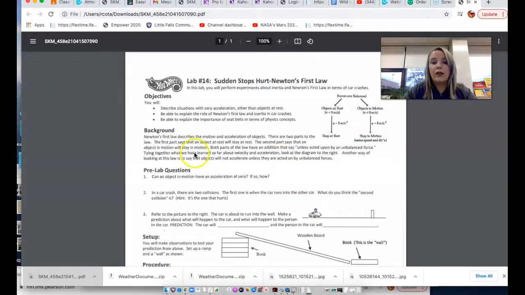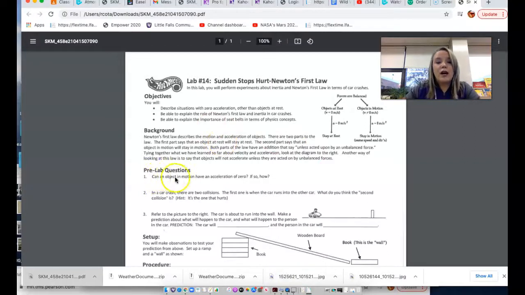Another way of looking at this law is to say that objects won't accelerate unless they are acted on by an unbalanced force. That means if I have this little race car on my hand, it's going to stay at rest unless it is acted on by an unbalanced force, which would be me pushing it, or it being on a slope and then gravity and friction working on it, okay?